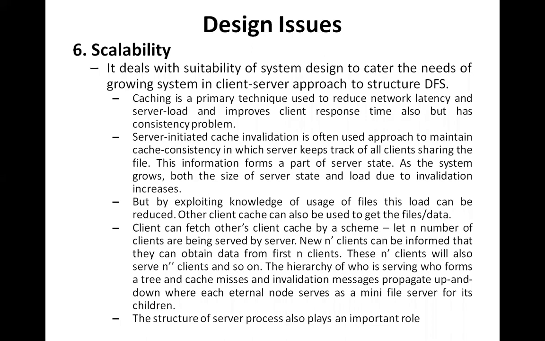If the system is growing, if the number of clients is increasing, then the size of the server state in which it is keeping the record grows larger and larger, and since it is a server initiated process, the invalidation is also going to increase. So two things are going to increase: first the server state, as well as the load due to the invalidation, just because of the server initiated cache validation scheme. Now the server state and the server load can be reduced by exploiting the knowledge of how many users there are of the file and how the files are being used.